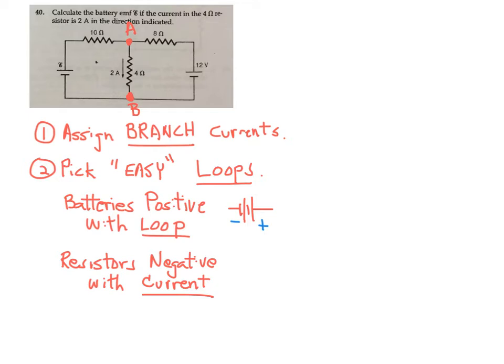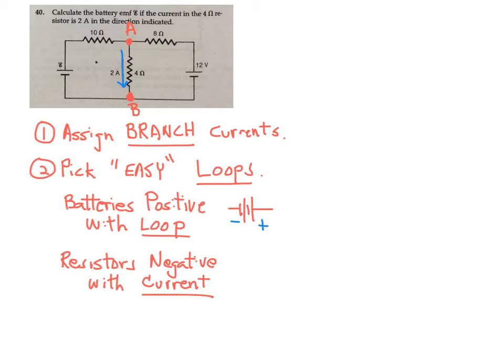One current in that middle branch is already assigned. I'll use blue. But I know that this is 2 amps right here in that branch. Current from A to B is 2 amps. So what you want to do then is assign all the branch currents. We only know one of them right now.